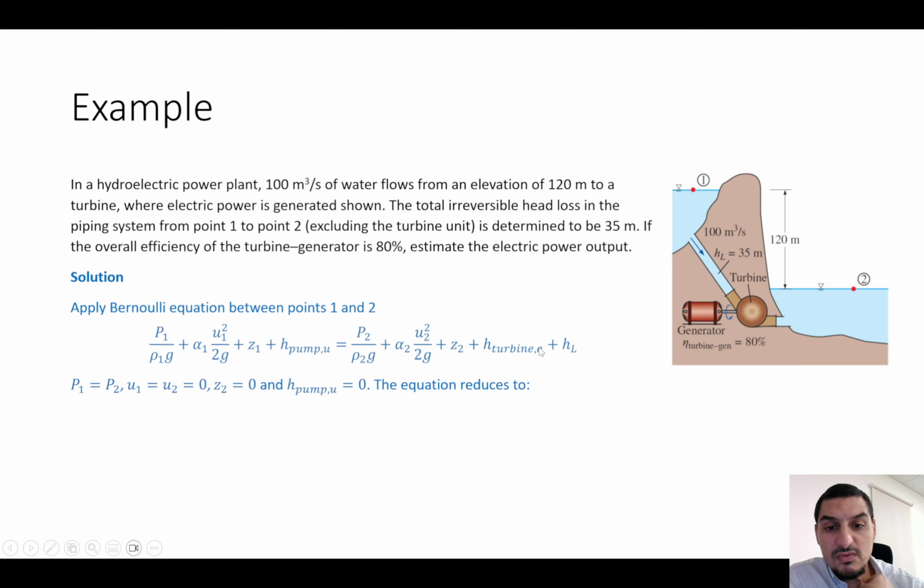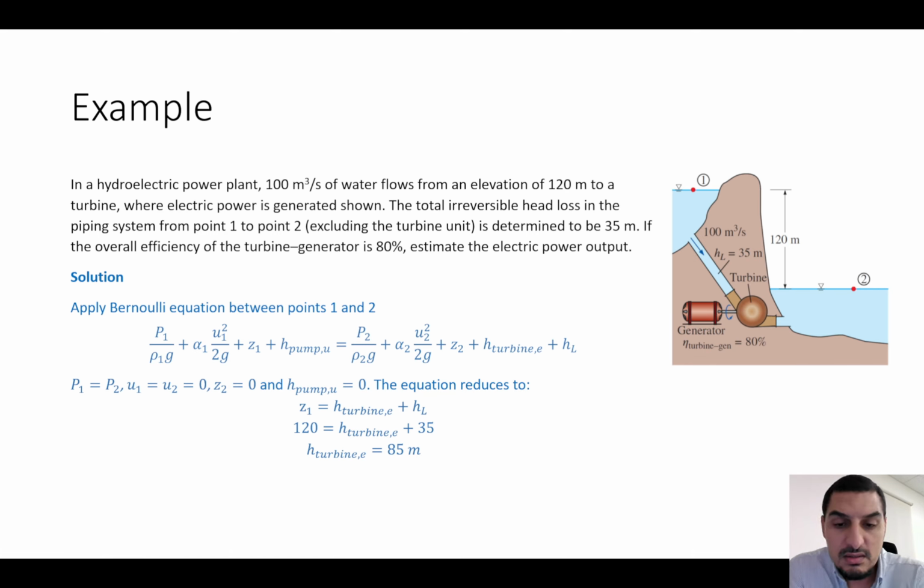So we only have three terms left: Z1, H turbine, and H losses. We know that Z1 is 120 meters, H loss is 35 meters, so the equation will end up with the turbine head being 85. Remember, this is an important thing: what we get here is the extracted head, H turbine E, which is how much energy head the fluid lost.